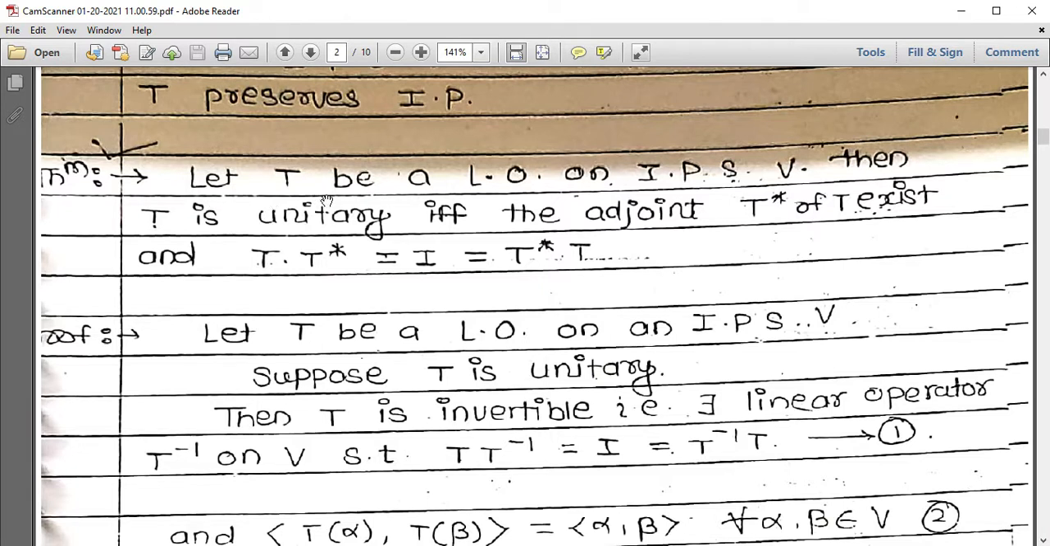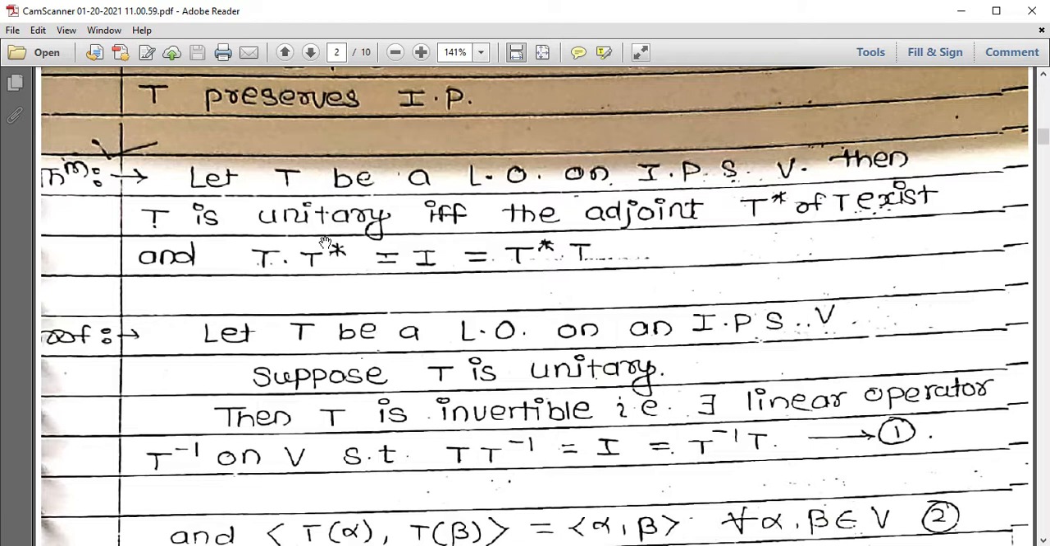Let T be a linear operator on an inner product space V. Then T is unitary if and only if the adjoint T star of T exists and T into T star is equal to I, which is equal to T star into T. If this condition holds, then we can say that T is a unitary operator.